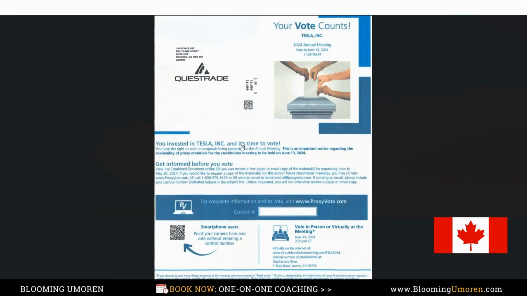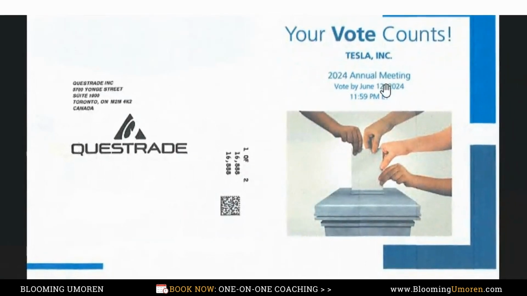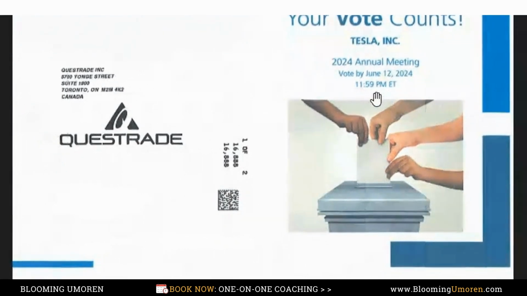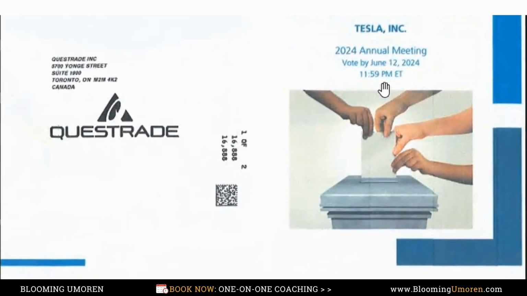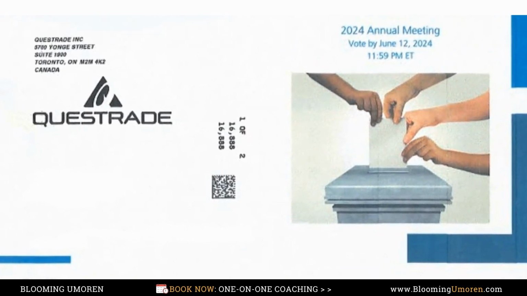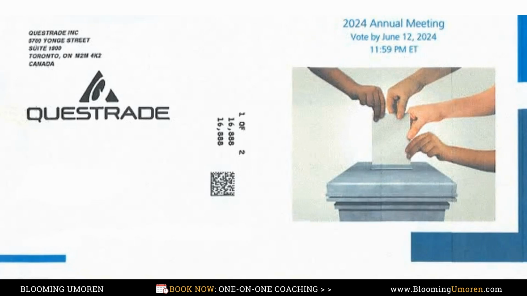So right here is a Tesla proxy voting card. This is the one that I received. You can see right here that this is for Tesla. This is for the 2024 annual meeting. And the deadline for voting is June 12, 2024, 11:59 p.m. Eastern Standard Time. Don't wait until June 12 before casting your vote. This is something you can do right on your phone or even on your laptop, okay?